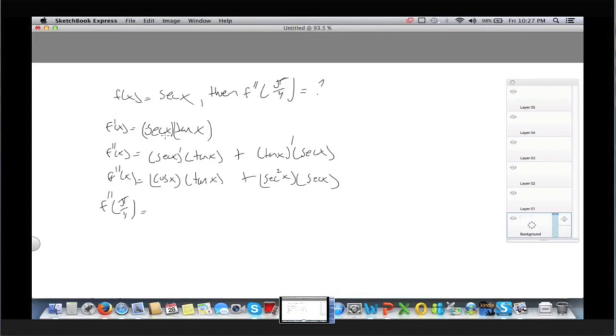And I think I took care of that. We went from secant x to secant x tangent x. That's the derivative of secant x. And then for the second derivative of this, I believe we used the product rule. Good. So we took the derivative of secant x times tangent x plus tangent x times secant x. This is good.